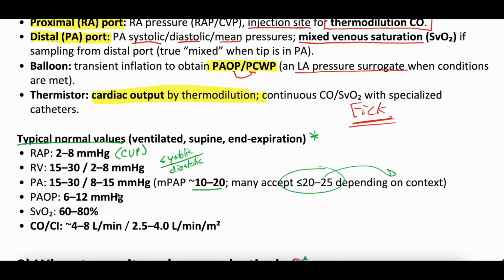And then you can inflate the balloon and get a pulmonary artery occlusion pressure, also known as a pulmonary capillary wedge pressure, which is a surrogate for left atrial pressure. And the normal there is 6 to 12. We're going to talk about what it means when some of these are abnormal.